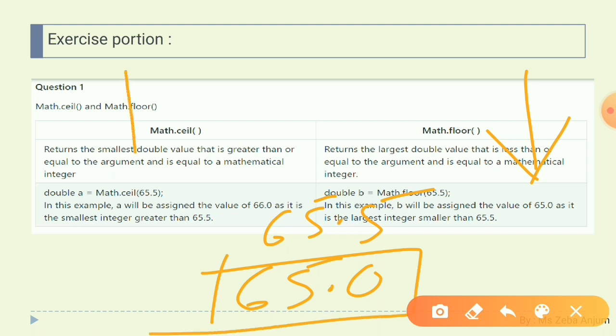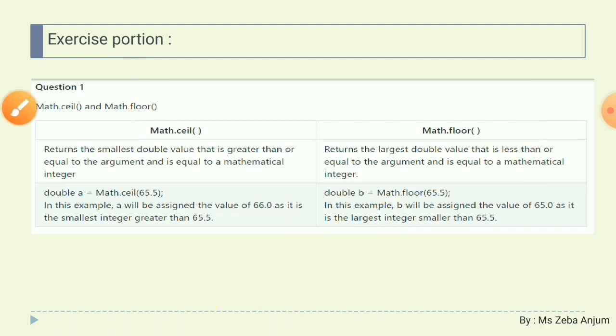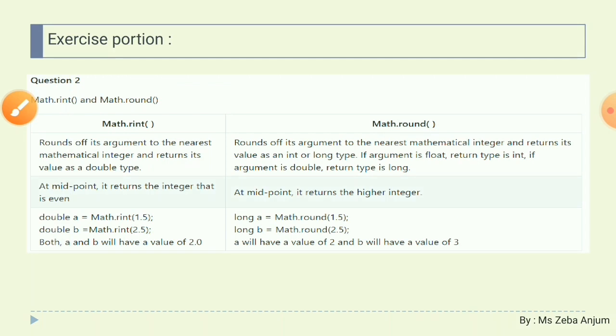So math.ceil is going to give you the higher value, as well as math.floor is going to give you the lower value for the same. Now moving forward with your second question, the difference between math.rint as well as math.round.